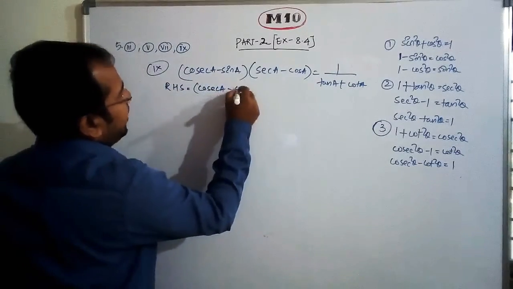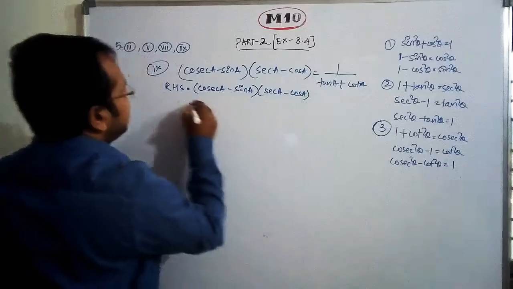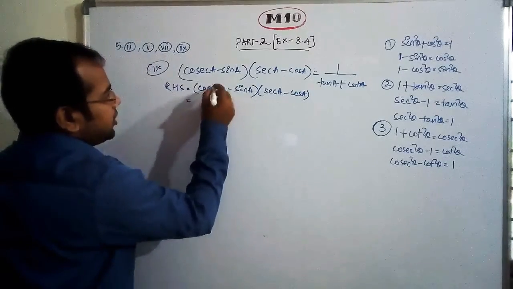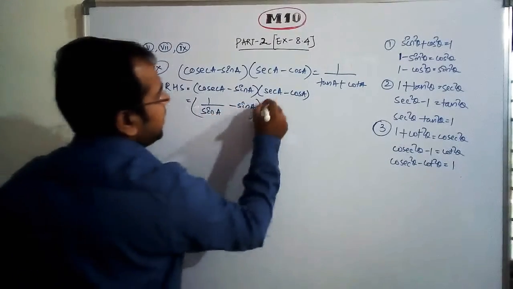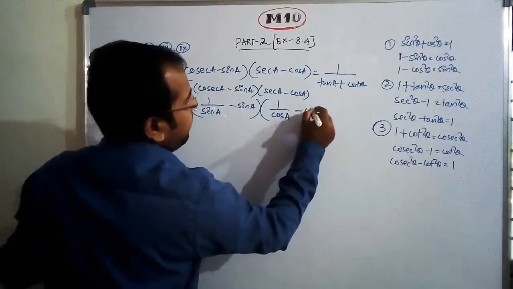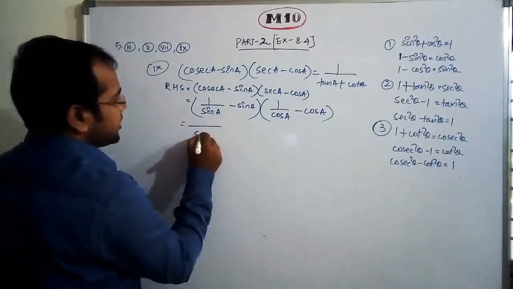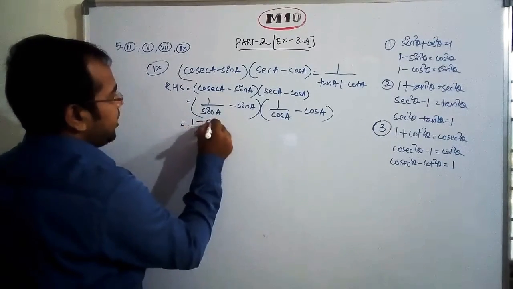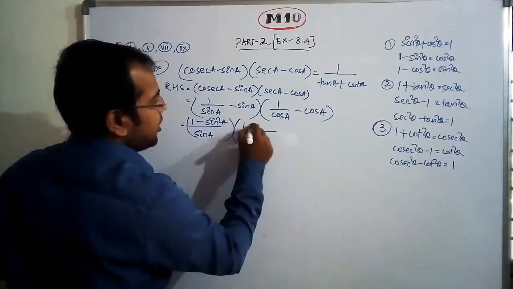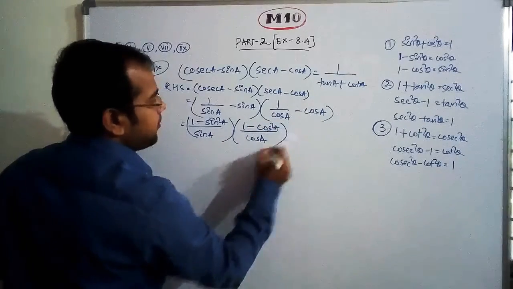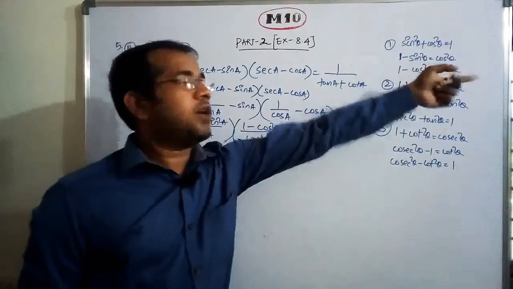Cosec A minus sin A into sec A minus cos A. So what will you get here? Now convert, cosec A is 1 by sin A, minus sin A. This is 1 by cos A minus cos A. Take the LCM on both the parts. What will you get? Here you will get sin A in the denominator and 1 minus sin square A. Here you will get cos A and 1 minus cos square A. Okay. Now put those identities. 1 minus sin square A is cos square A. 1 minus cos square A equals sin square A.